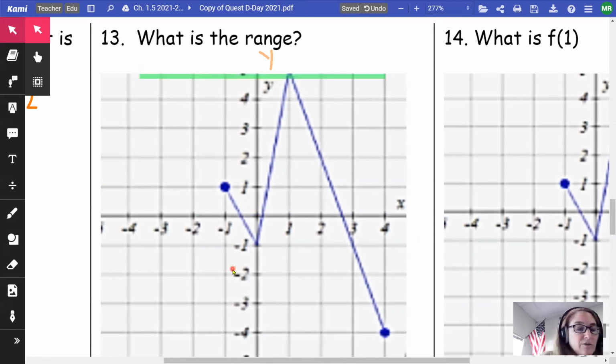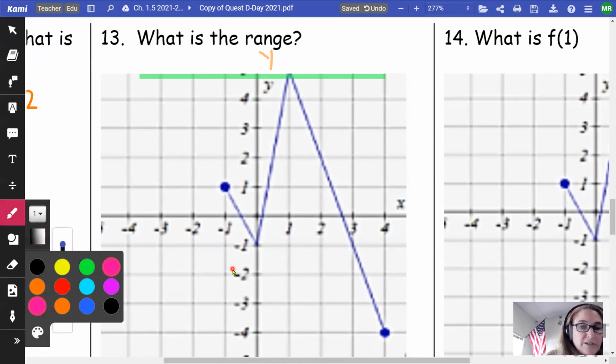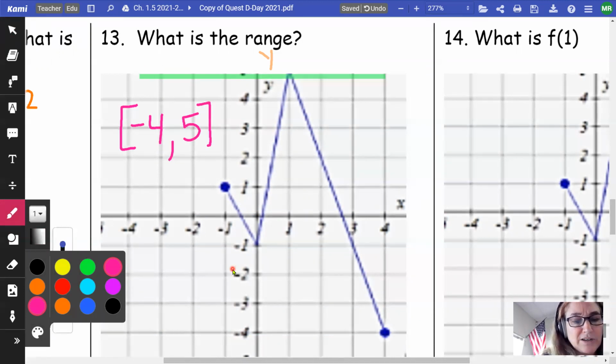And I'm going to write it in interval form. And so the way I'm going to write that is I'm going to write close bracket -4, because that was the lowest of them, to 5 close bracket. Close bracket are these square brackets because it actually touches there. If it did not touch there, I would do a parenthesis. If it went up to but didn't quite reach, I do a parenthesis. We call that open bracket.